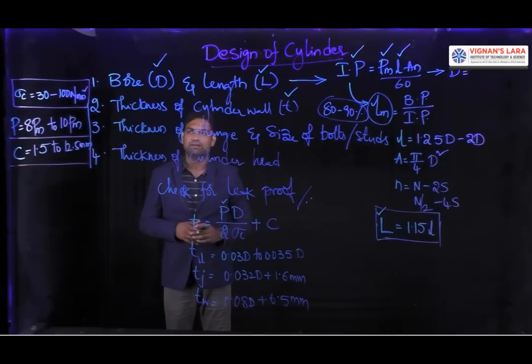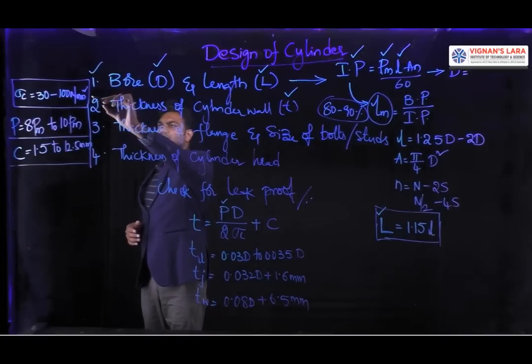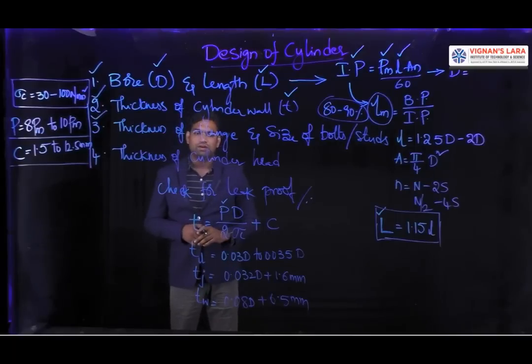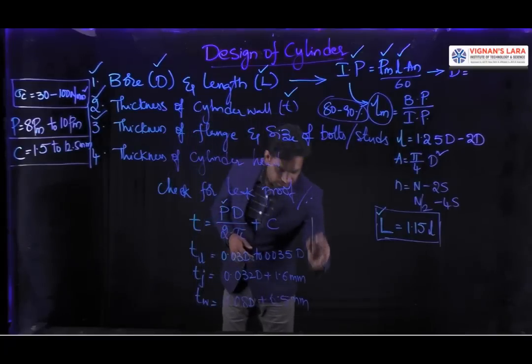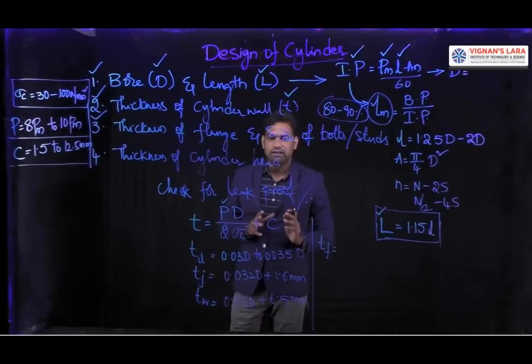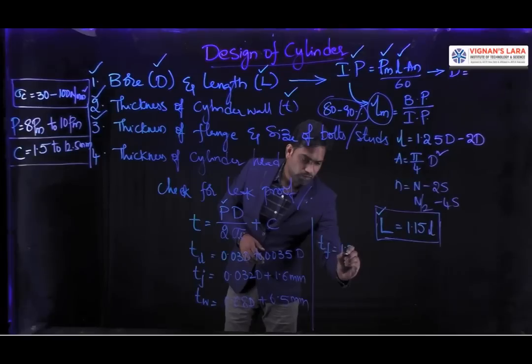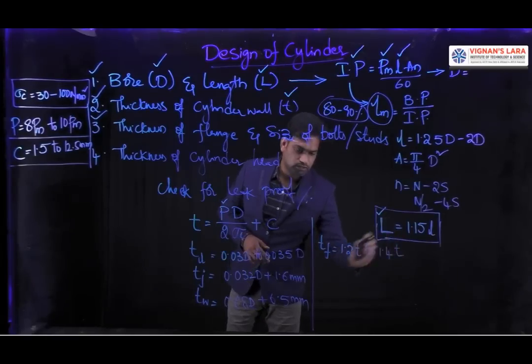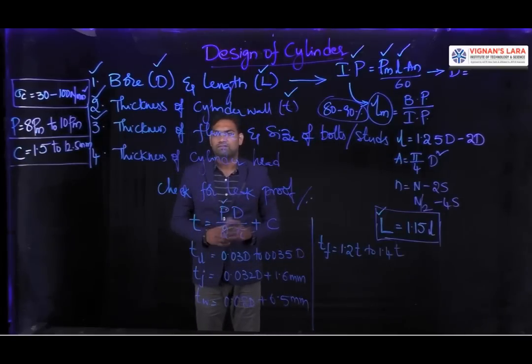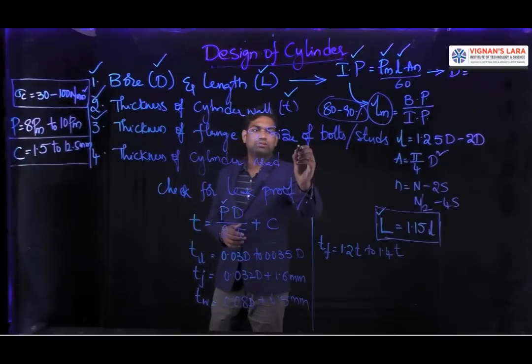Up to this extent, step number 2 is completed. After that, you can calculate the thickness of the flange and the size of the bolts. For the thickness of the flange, again the empirical relation can be used. The thickness of the flange TF is given by an empirical relation ranging from 1.2 times T to 1.4 times T. Using this range, we can calculate the thickness of the flange, and then the size of the bolts is calculated.